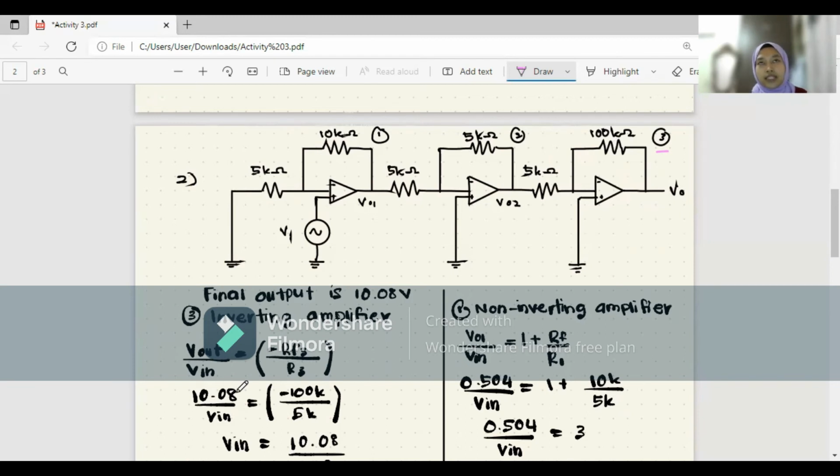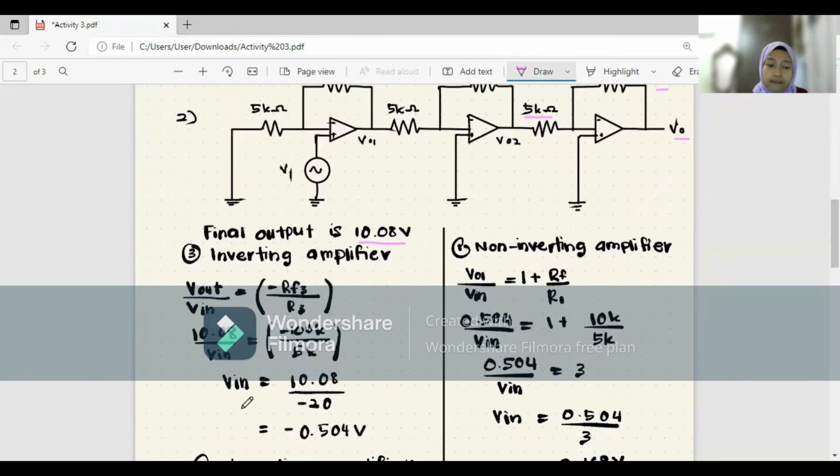So we already know that we're given that the voltage output is 10.08 volt. So we can just substitute inside this formula. RF3 for the third amplifier is 100 kilo ohm and R3 is 5 kilo ohm. So by substituting all the information that we have, we'll find out that V input is negative 0.504 volt. This is the voltage input for the third amplifier, which is an inverting amplifier.